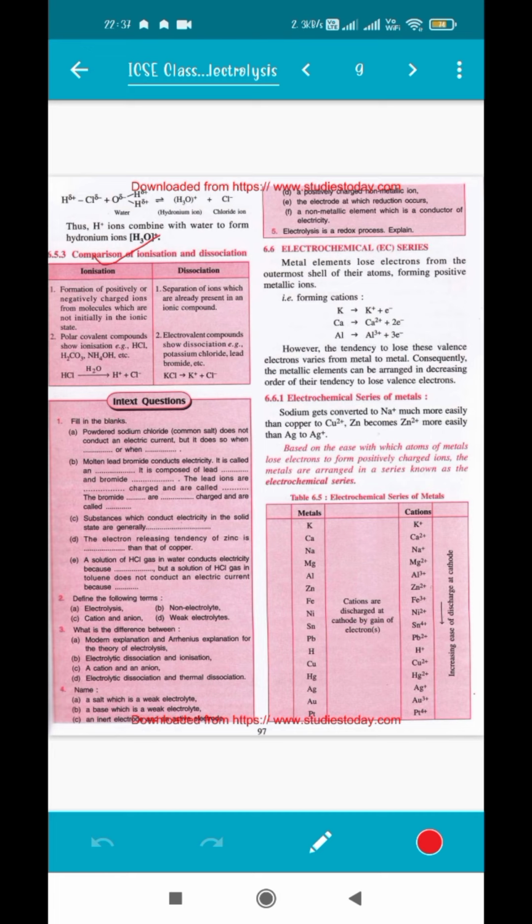Right? So what happens? Increasing ease of discharge at cathodes. We will learn what this sentence actually implies in the next part of the chapter. So this series of metals, through which we can understand whether they are reactive or not, whether they can easily form an ion by losing an electron, is known as the electrochemical series. So during electrolysis, if two different metals are present in the solution, which one will go to the cathode out of both of them will be determined by the electrochemical series. So let's see.